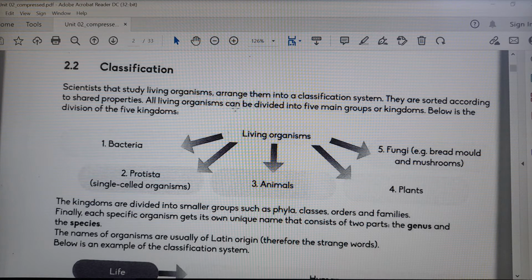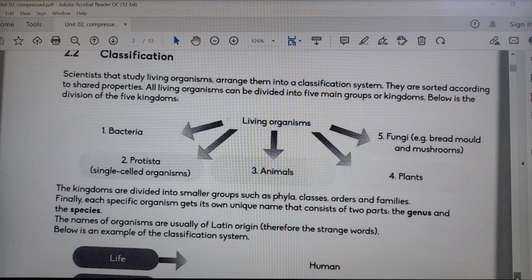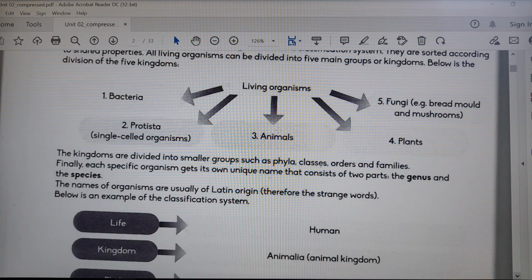All living organisms can be divided into 5 main groups, or kingdoms. They call them 5 groups or kingdoms. Below is the division of the 5 kingdoms. Let us see this division of the 5 kingdoms. It's on page 48. So we have living organisms.